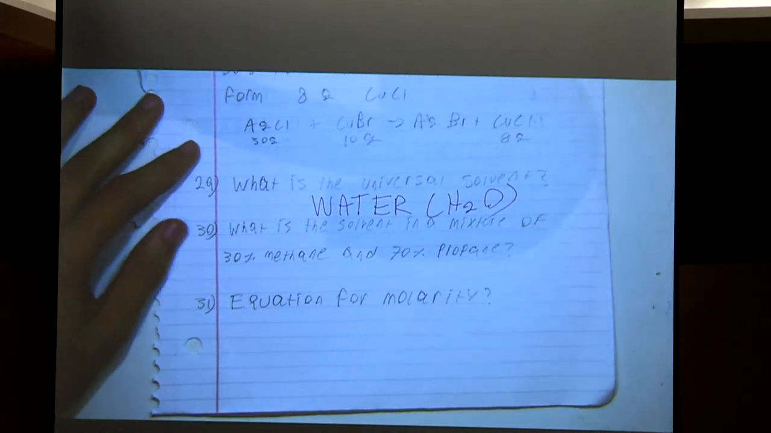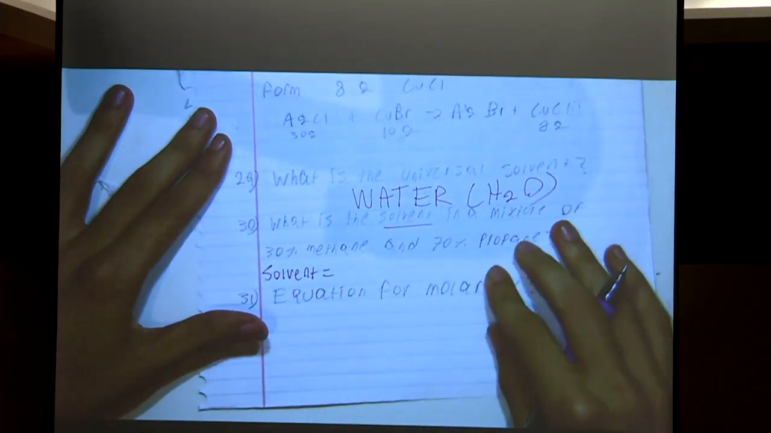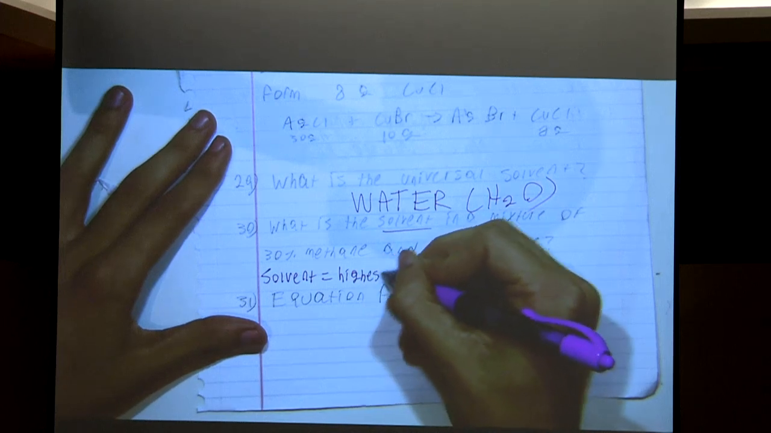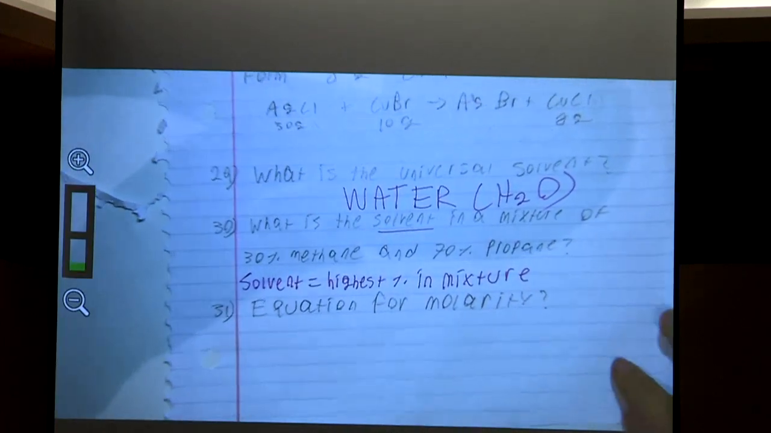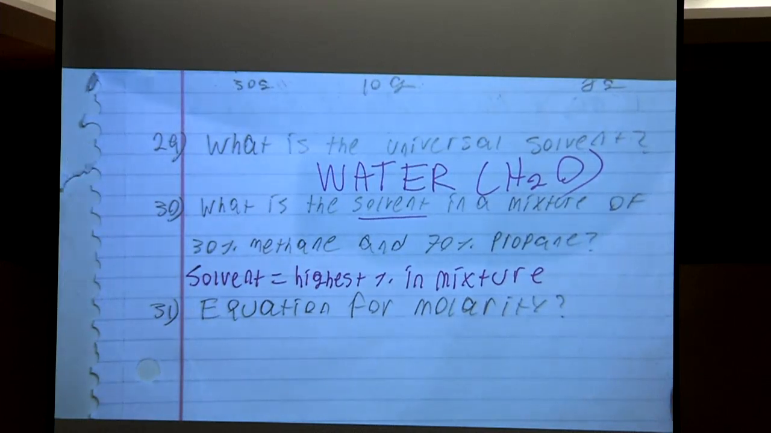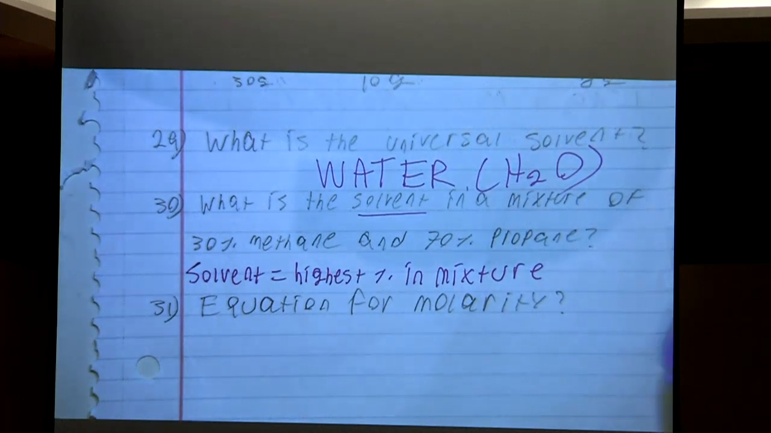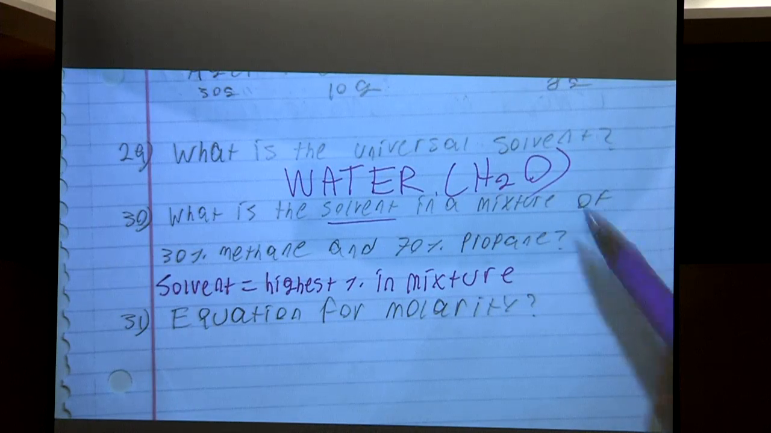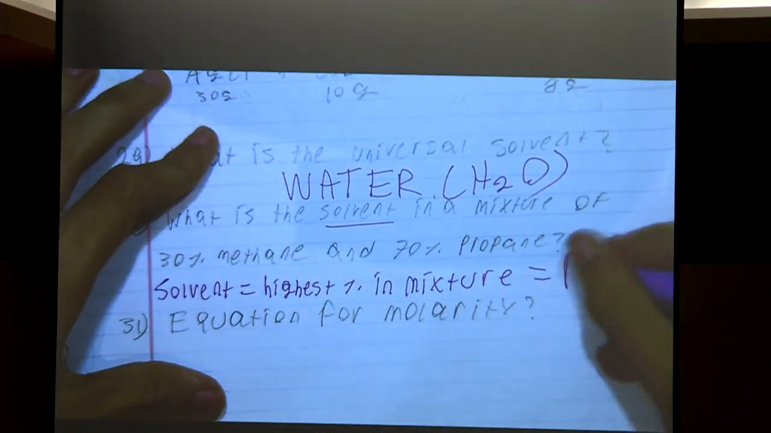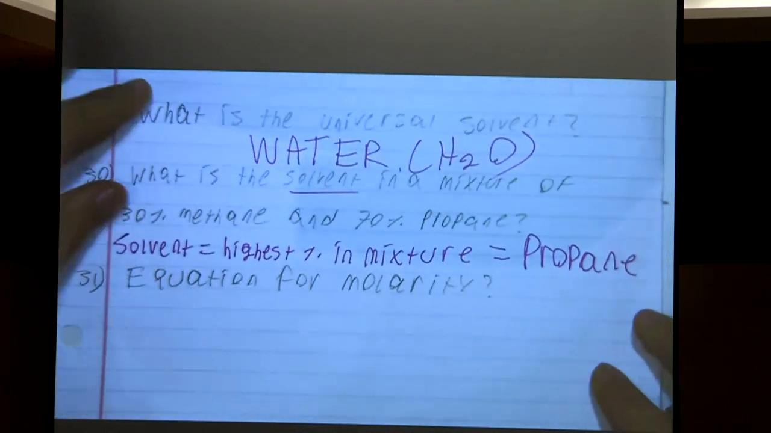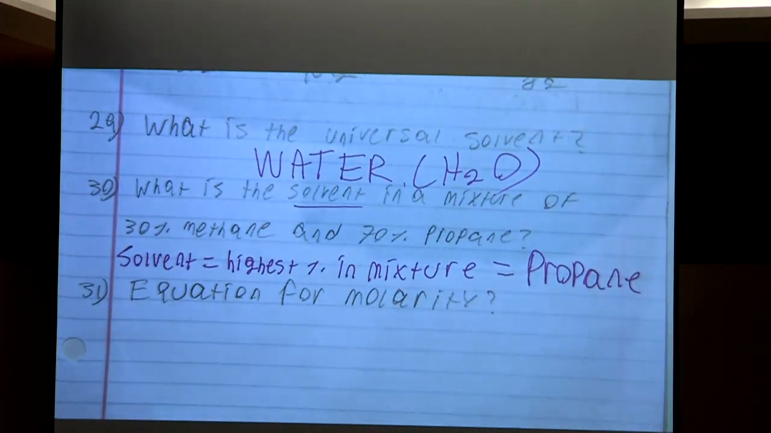All right. So let's go over what a solvent is. Solvent is the highest percentage in a mixture. That always will apply unless you're dealing with water, which would then be the solvent. Okay? So here we're given a mixture of 30% methane and 70% propane. So our solvent would be what? Propane. Good. If it was 29% methane, 70% propane, and 1% water, the solvent would be water.